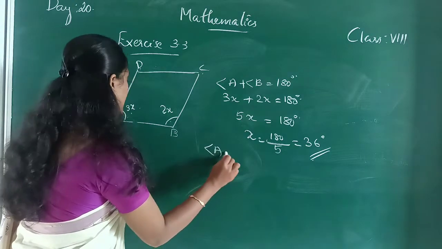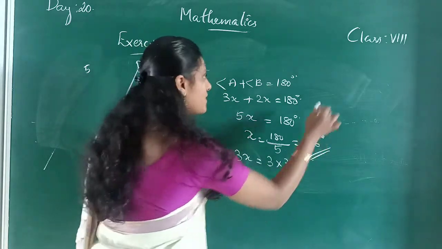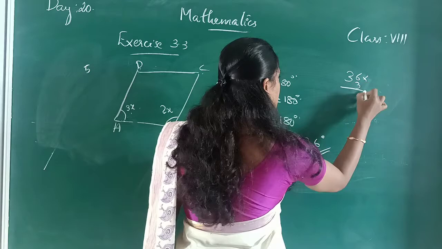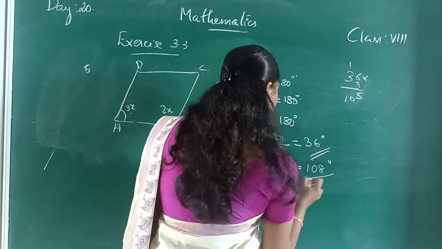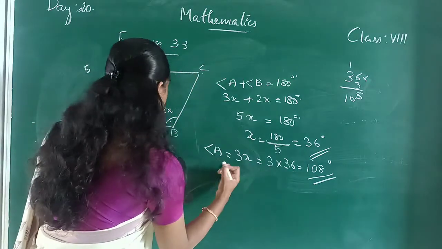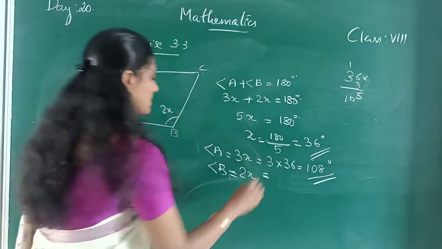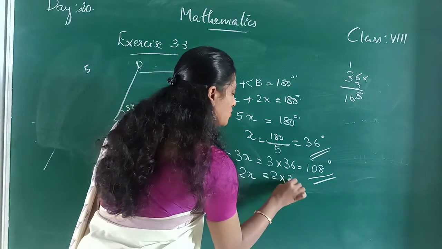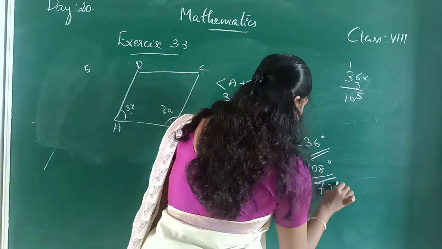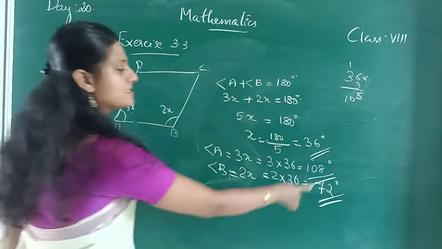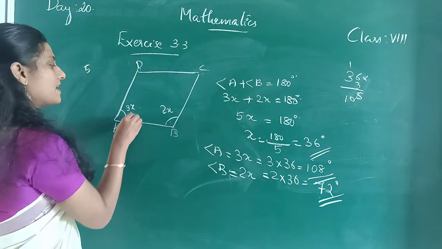What is angle A? Angle A is 3x. So 3 into 36. Find out 36 into 3. 6 3s are 18. 108 degree. Next, angle B. What is the measurement? 2x. That is equal to 2 into 36. That is 72 degree. What will the sum be? 180 degree.